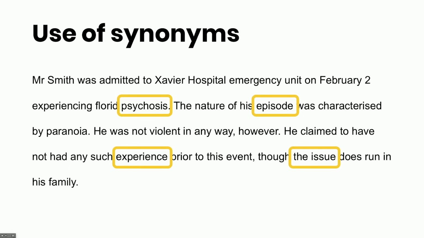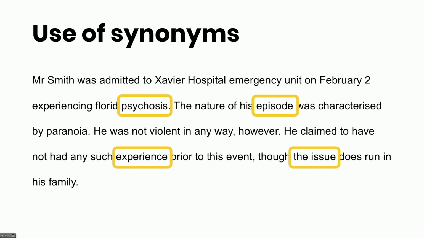words that mean very similar things to that original word, psychosis, for example. So we could say something like, and you be the judge, is this clearer or less clear? Mr. Smith was admitted to Xavier Hospital Emergency Unit on Feb 2nd, experiencing florid psychosis. It's always important to use the key noun at the start. You don't want to make that obscure or unclear. The nature of his episode was characterized by paranoia.